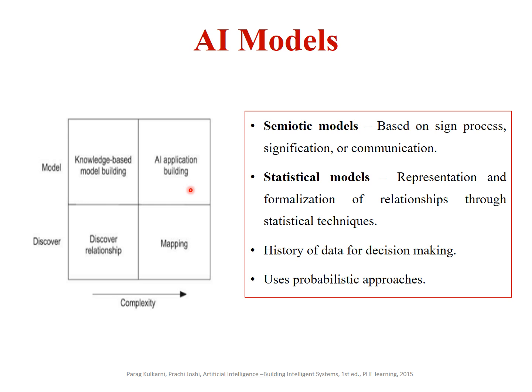AI application building represents high complexity. The reason is it is integrating multiple AI components. The best example is self-driving cars, because they rely on a number of technologies like vision, navigation, and decision making as well. That's why it's of high complexity.